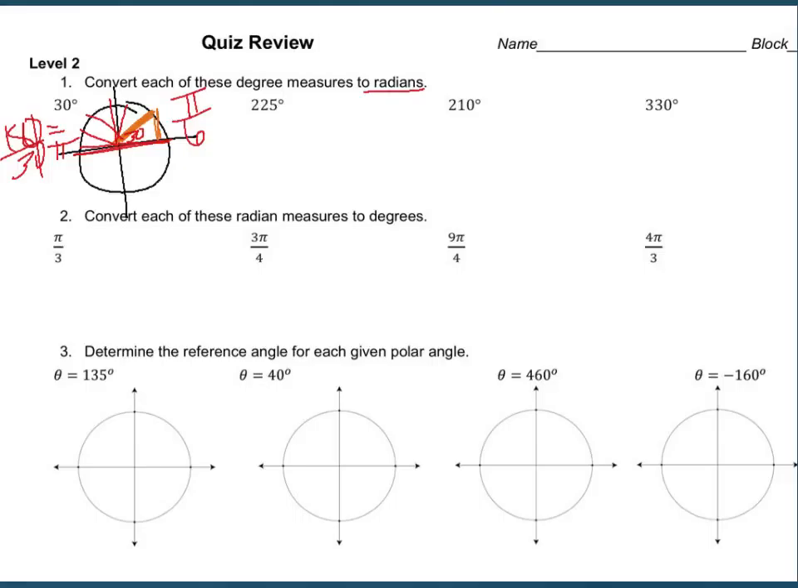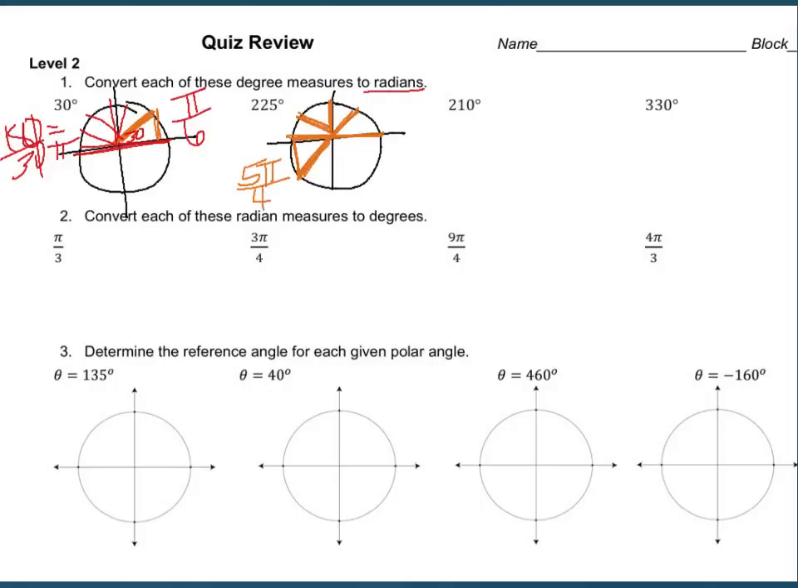Similarly, what if we have 225? Well, I know 225 is over in this quadrant, and that appears to have a 45-degree reference angle. So then the question is, how many of those 45s do we have? There's 1, there's 2, there's 3, there's 4, and there's 5. So this is 5 pi over 4.